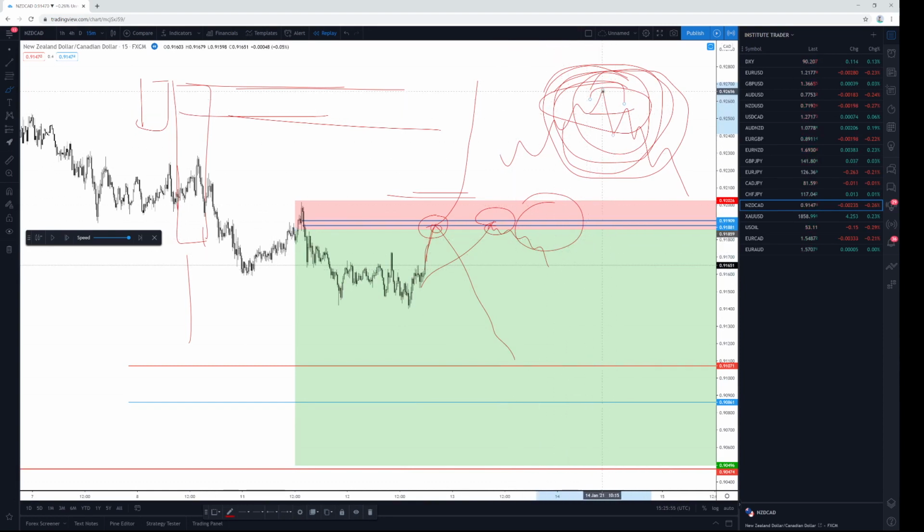So I'll wait for this to form. But not everybody has got the luxury of being in front of the screen all the time. So if you cannot be in front of the screen all the time, then the best way to do it is to put your sell limit there, and then just leave it. The benefit of having this is you can avoid a lot of losses.